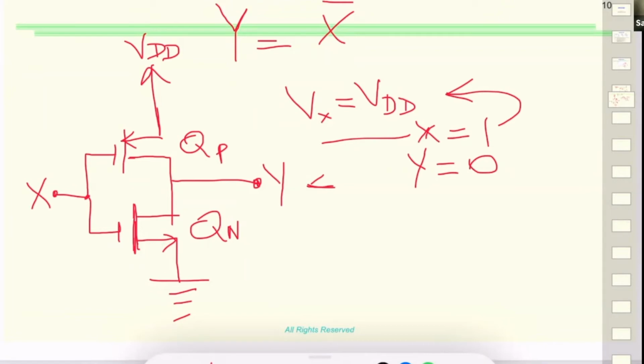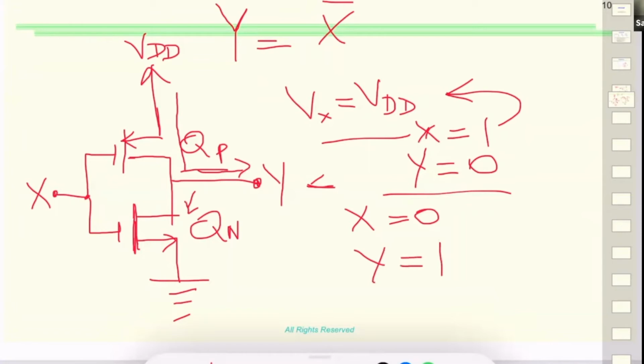Now, if X is equal to 0, which means low, we can see transistor N would be open and transistor QP will be conducting, right? If you look at the signal, which way it has to go, this is open circuit here. It cannot go there, so you will see the output at Y. So your Y will be 1. Are you guys with me on this?